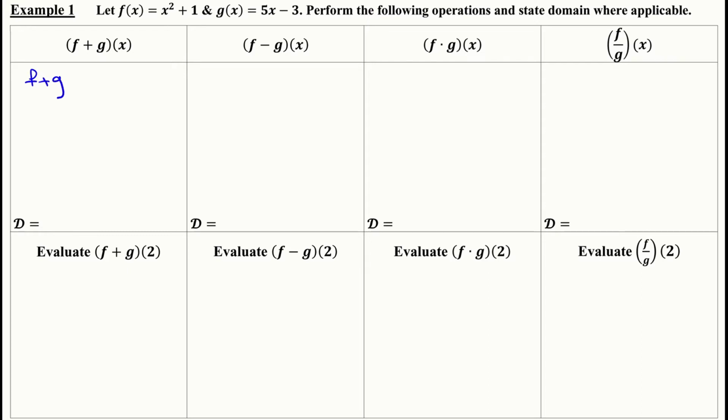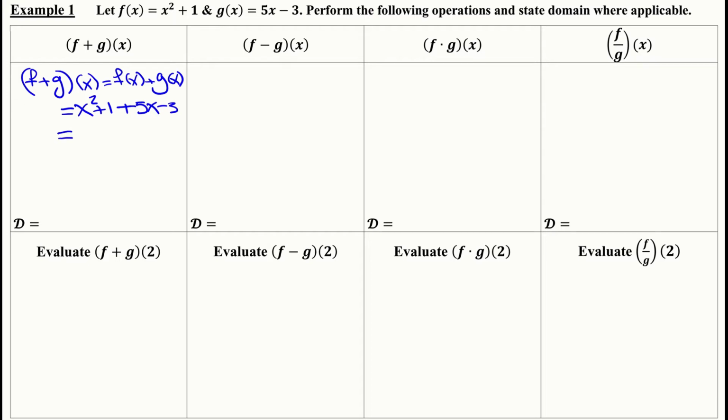plus g of x is just going to be f of x plus g of x. So we know what f of x is. It's x squared plus 1. And we know g of x is 5x minus 3. And because we're adding, we don't really require parentheses around the 5x minus 3. If we were doing any other operation, we would put it, as you'll see in a minute.